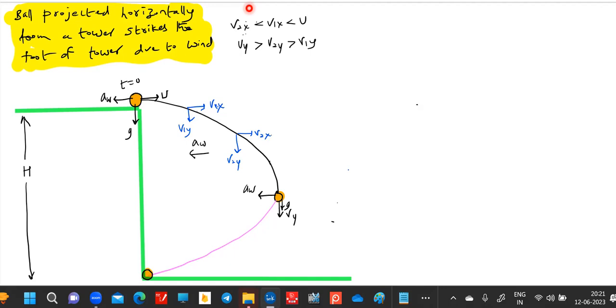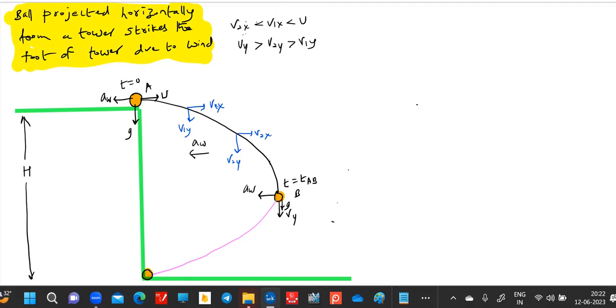Somewhere at one instant of time, we'll call this instant of time t equal to t1. We'll take it as a. At this instant of time, the horizontal component will become 0. Only the vertical component will remain. Again, the wind will continuously try to blow. Then the particle will again move in a parabolic path.